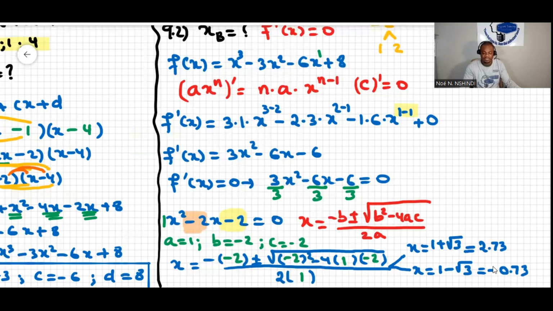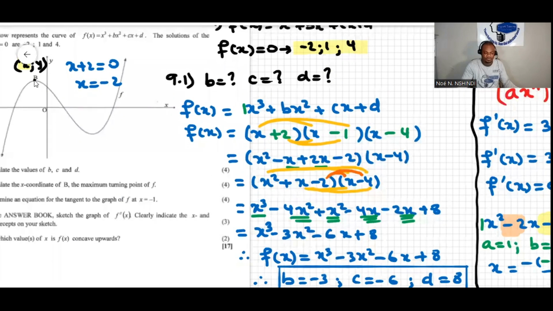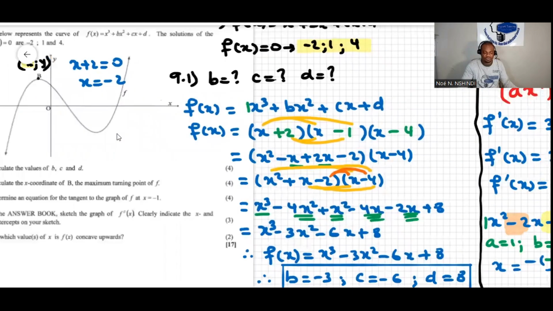Now these two are the points where we have the local maximum or minimum. Now let's see which one. When I look at the graph, I have a maximum here below 0. So the correct answer is negative 0.73, because this is on the left-hand side of 0, on the negative side of the x-axis. I cannot take 2.73 because this is on the positive side of the x-axis. So I understand that 2.73 is the minimum.